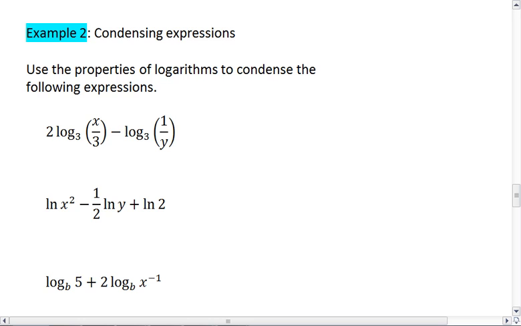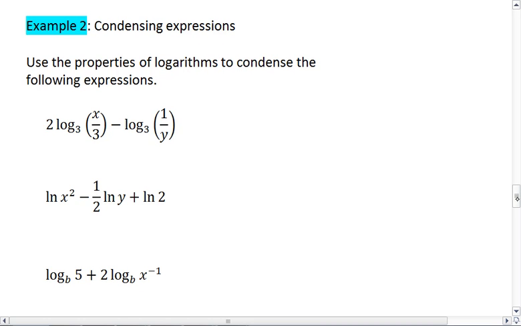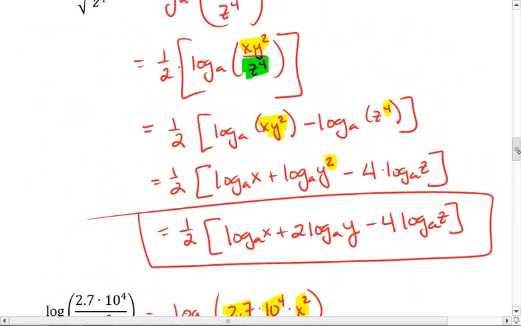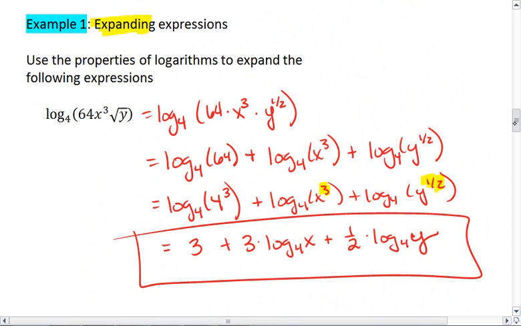If you're ready to go on to condensing mathematical expressions, you are more than welcome to go on to the next video. If not, you can review this video and make sure that expanding expressions make sense to you.